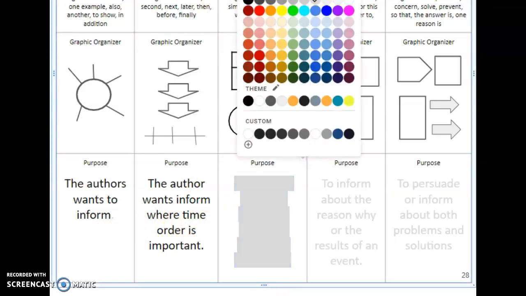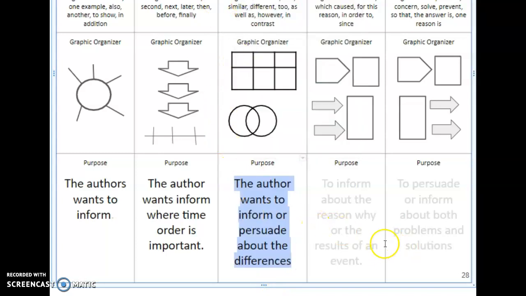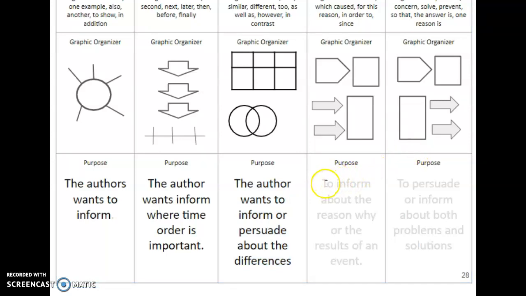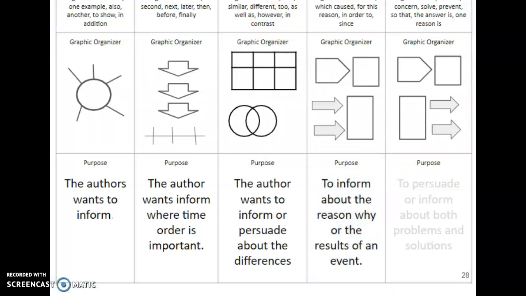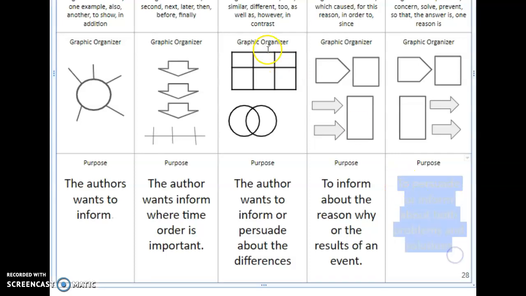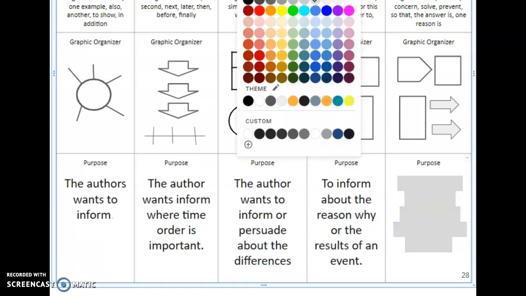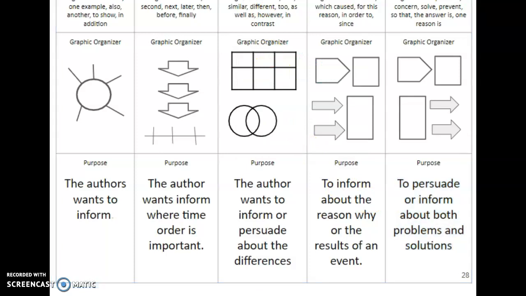When we are looking at comparing and contrasting, why would an author choose to compare and contrast? They want to inform or persuade about the differences or possibly similarities. And then when we're looking at cause and effect, a reason that an author would choose this text structure would be to inform about the reasons why or the results of an event. And finally, looking at problem and solution, what will be the purpose of this text structure? It would be to persuade or inform about both problems and solutions.